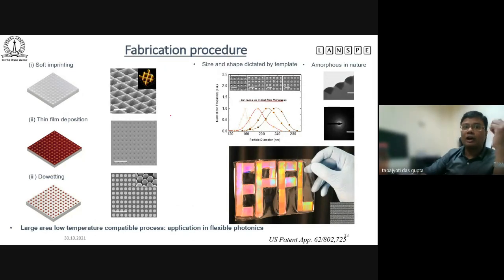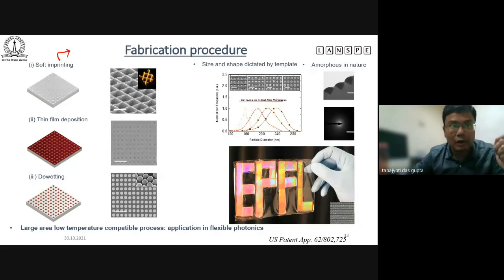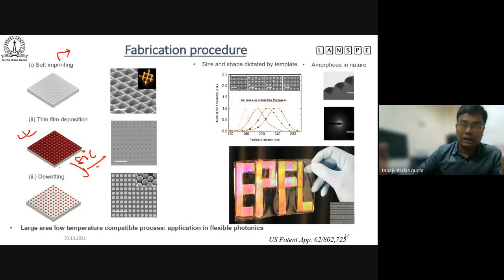You do a soft imprinting on a polymer substrate, rigid or stretchable, whatever you want. You do a thin film deposition of your chalcogenide glass and then put it on a hot plate at 80 degrees Celsius. Of course, this depends on the material. Let's say selenium, you put it at 80 degrees Celsius. And then the film breaks up into these well-organized particles.